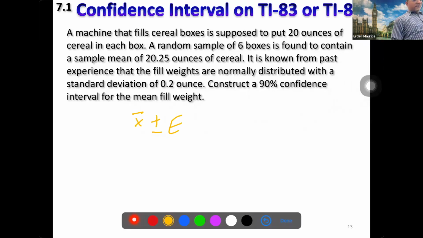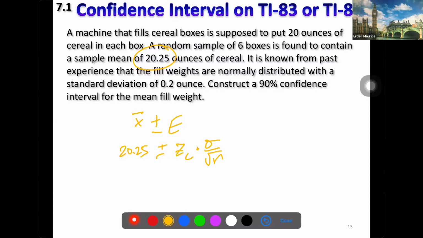X bar is given to us right here. The sample mean is 20.25, and so that is our sample mean. And plus or minus, the error is found by multiplying 2 numbers together. That is going to be Z critical multiplied by the standard error. Questions there?